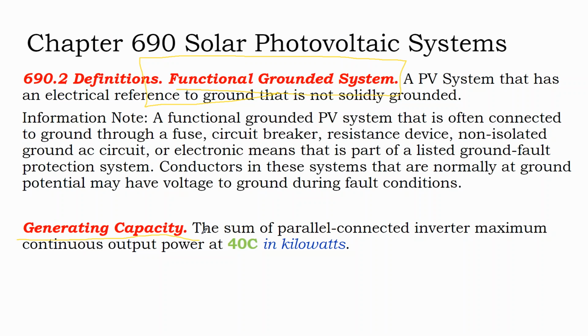Here the generating capacity of the system is defined as the inverter maximum continuous output. Some solar inverters, such as battery inverters, can surge for a minute. They can output more power than what they're rated for.